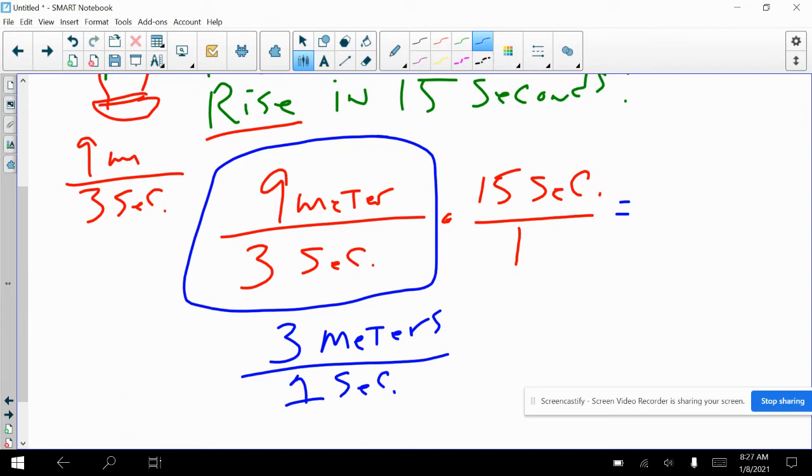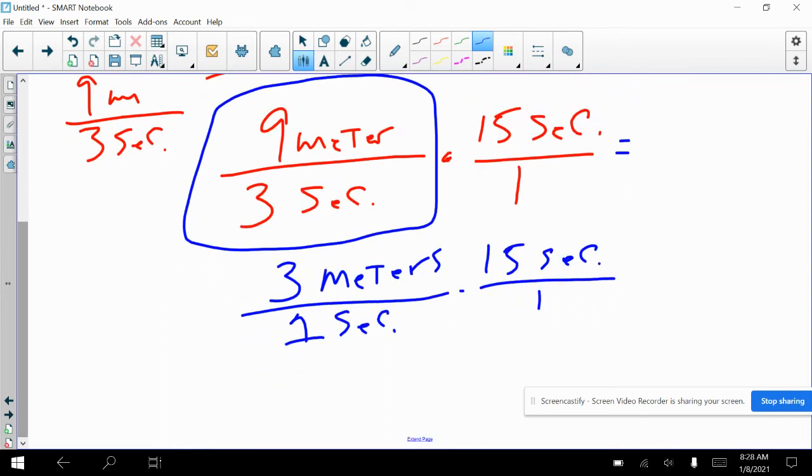Okay, if you can make it into a unit rate, that's fine. Just don't forget the label. Over here there's nothing that we can simplify. We make that the same, right? Okay, so if we do that, then now we can cross off the seconds.